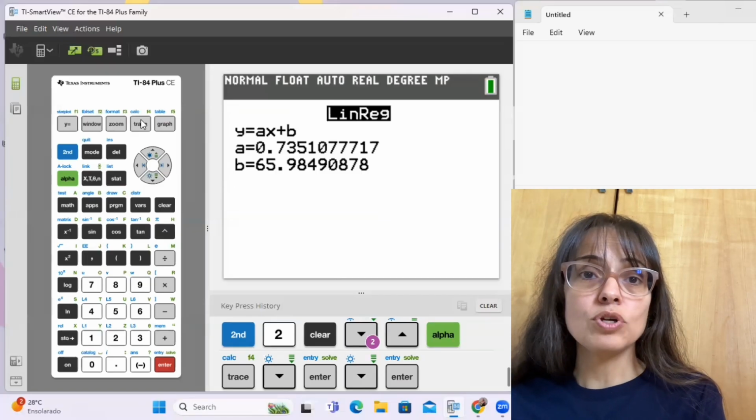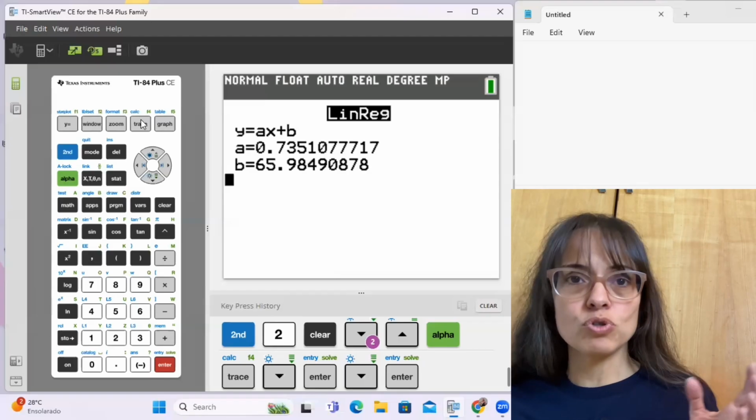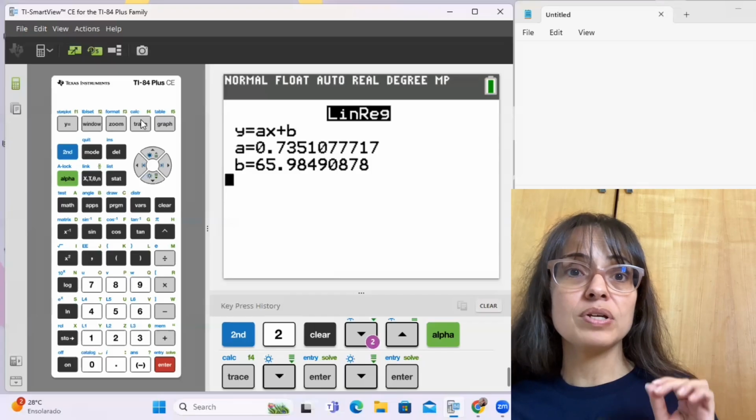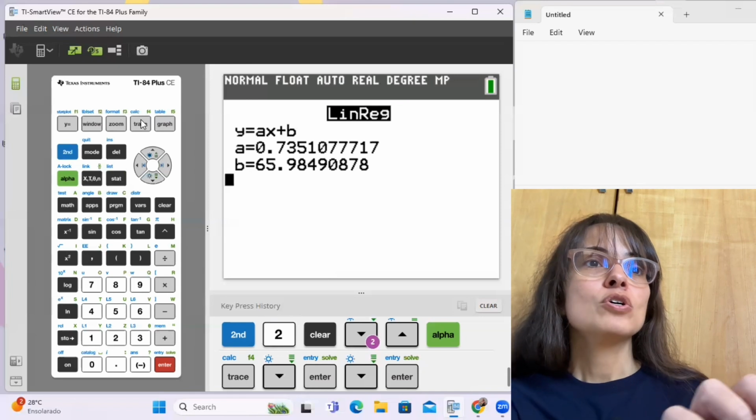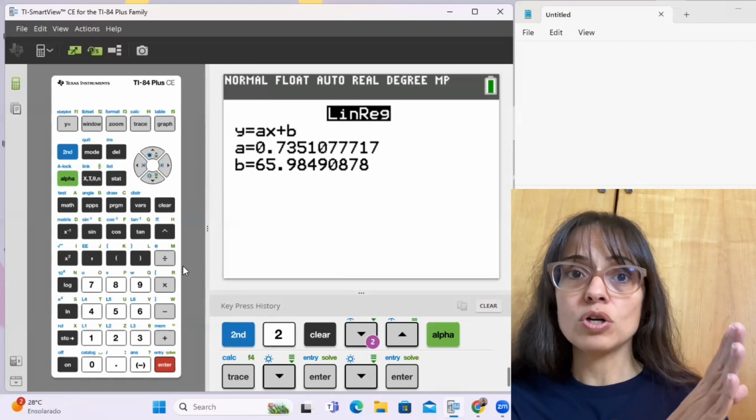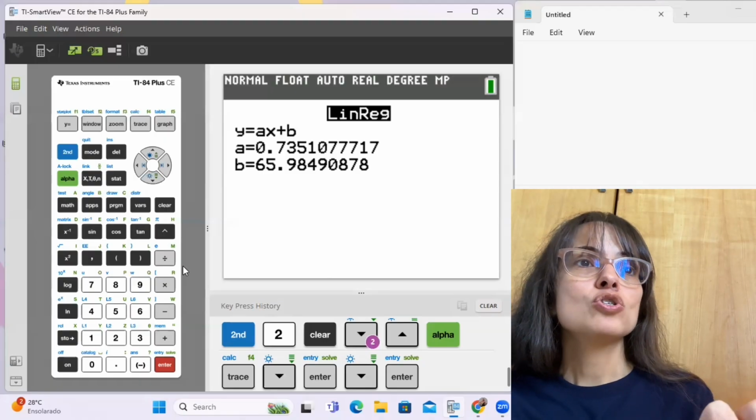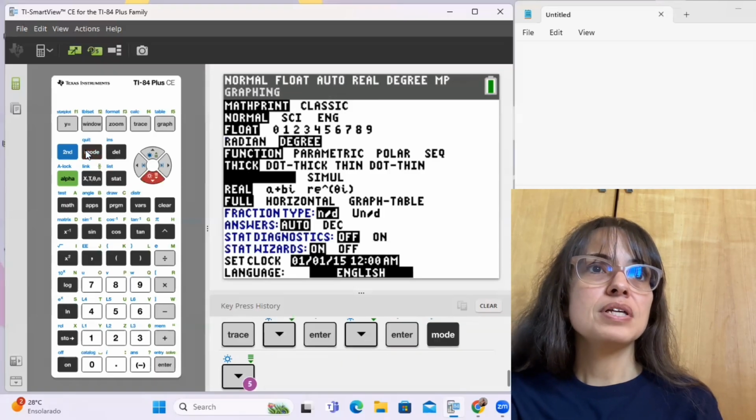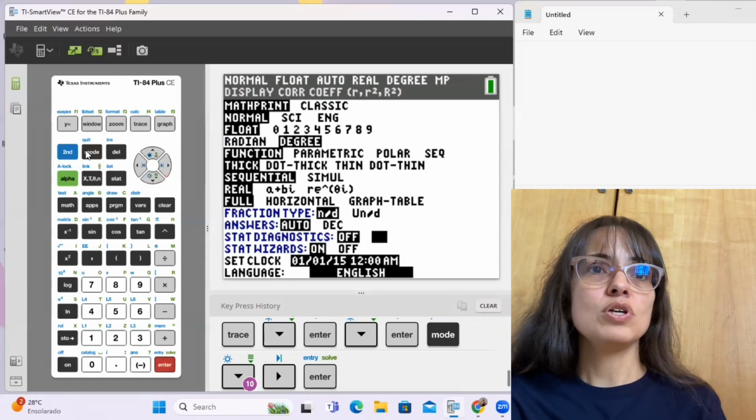But I told you that we also want a quantitative measure of how strong the correlation is. And this screen is supposed to show us that as well. But right now it is not showing us, because I want to show you that there is something to configure in the calculator so that it does what it's supposed to do. If your calculator is not showing you the strength of the correlation, if it's just showing you the line of best fit, you want to go into the mode button where you can configure a whole lot of things, but the one that we want right now is this one, stats diagnostics. We want this thing to be on.